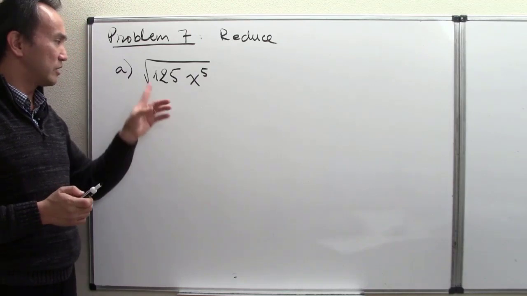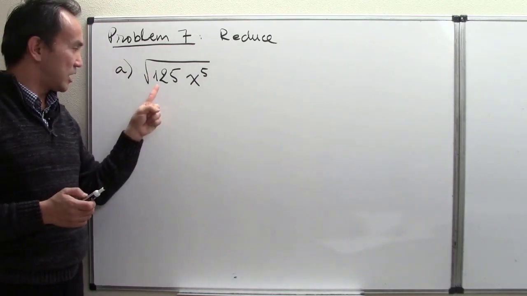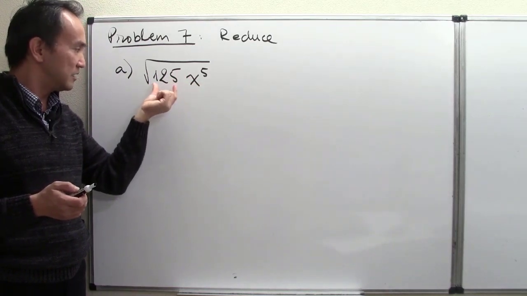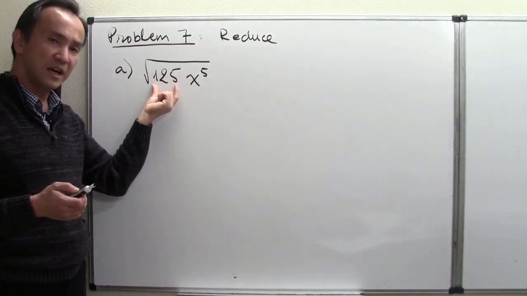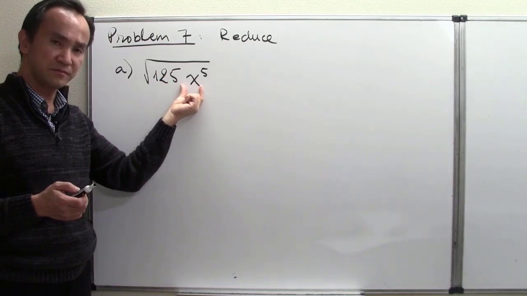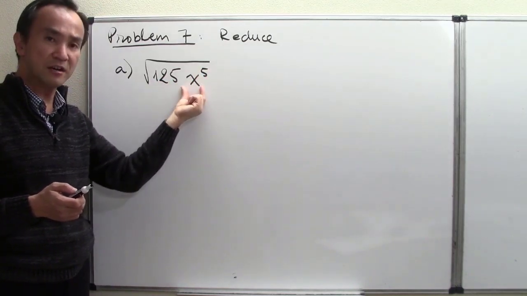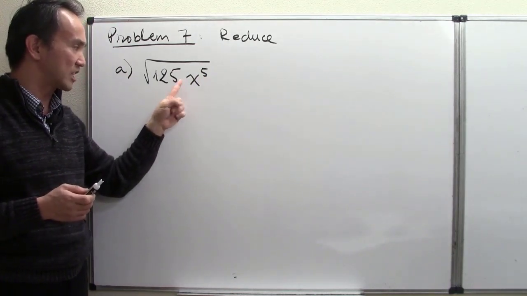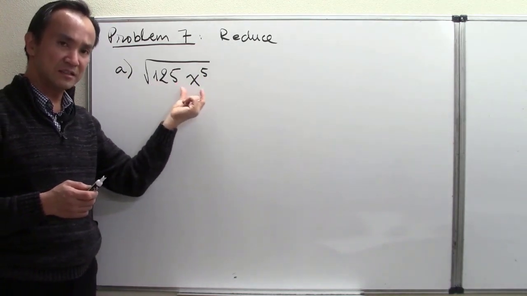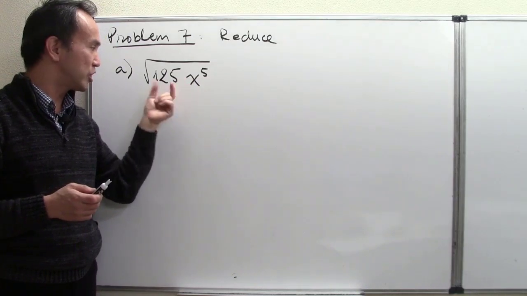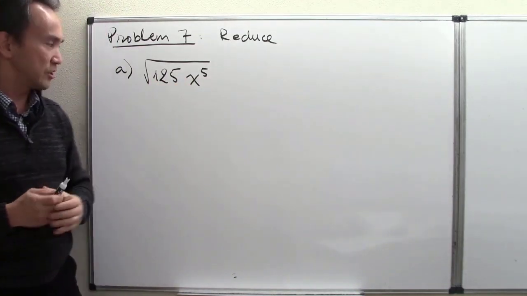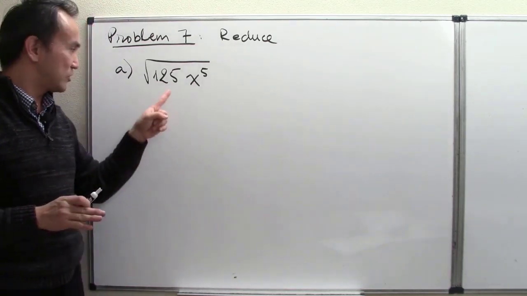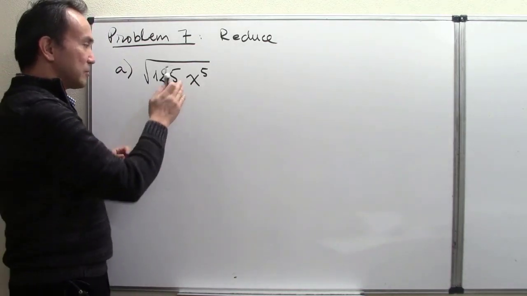The way I'm observing it, the expression inside the square root is a product of a numerical value and a power of some variable, and there's only one variable here. But the idea is there's a product between a number and a group of variables. With your algebra experience up to this point, you should be able to see that. So this is a product, right?